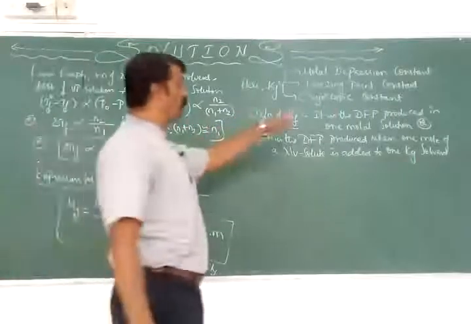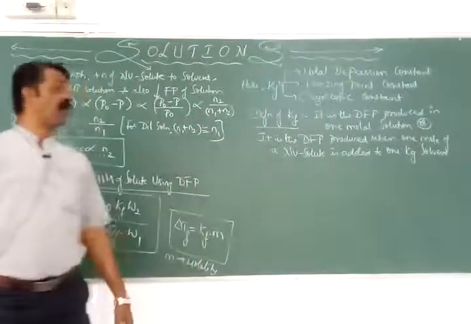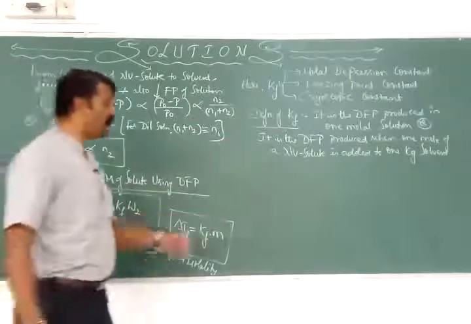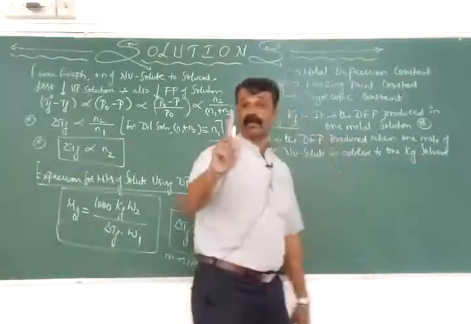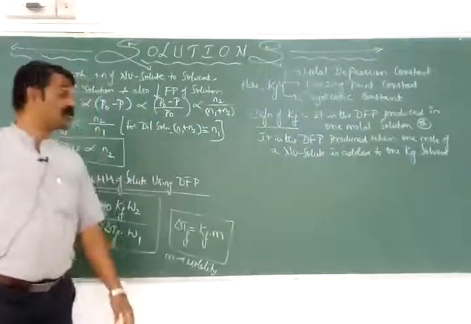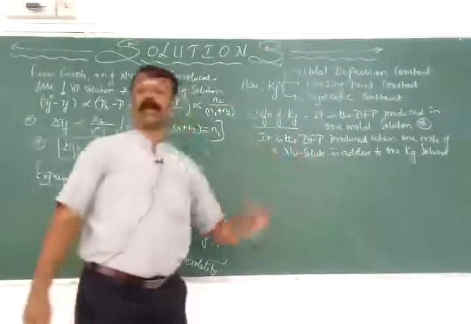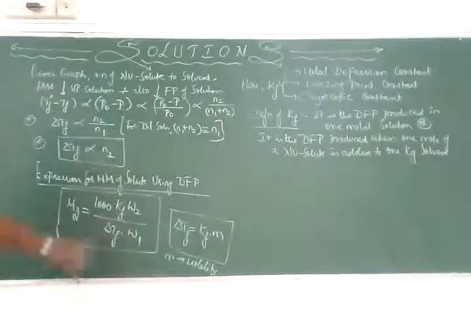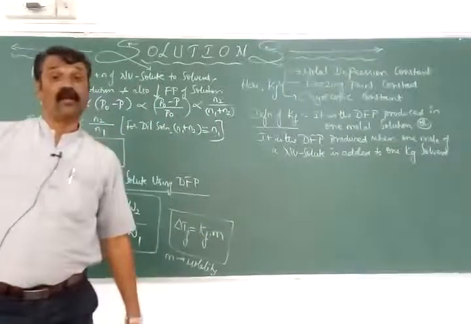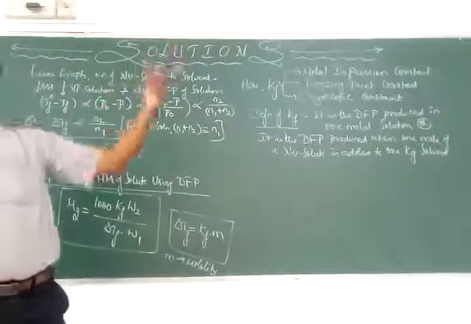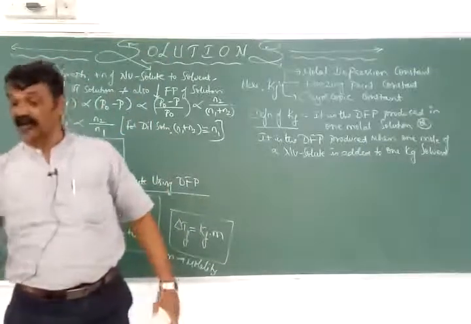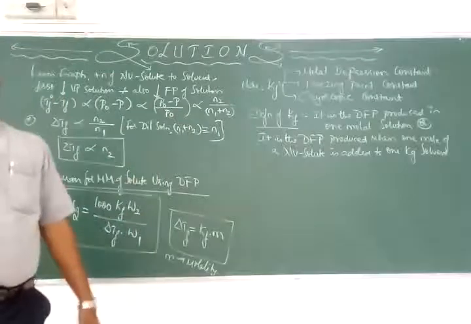Means the depression in the freezing point produced in 1 molal solution is nothing but the depression in the freezing point produced when 1 mole of a solute, which should be a non-volatile solute, is added to 1 kg of solvent. There the boiling point gets increased, that is why it is called elevation. Here the freezing point is decreased, that is why it is called depression in freezing point.